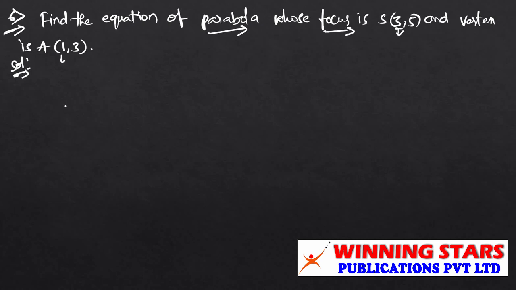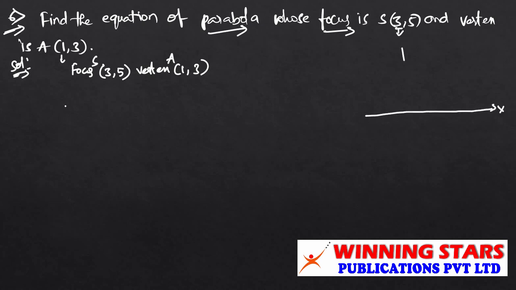So here, what is given? The focus is given as (3, 5), and the vertex is given as (1, 3): vertex A and focus S are given here. I will draw the diagram of this one, which will help you find it, so it will take a long time to do this question. I am taking the x axis here, and the y axis also here. Now this is the x axis and y axis, and I will draw the parabola like this. Here we have to find the equation of the parabola.